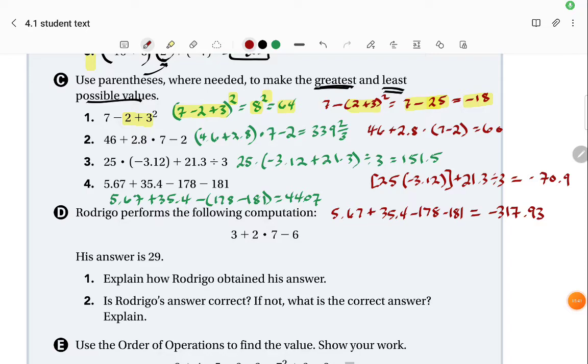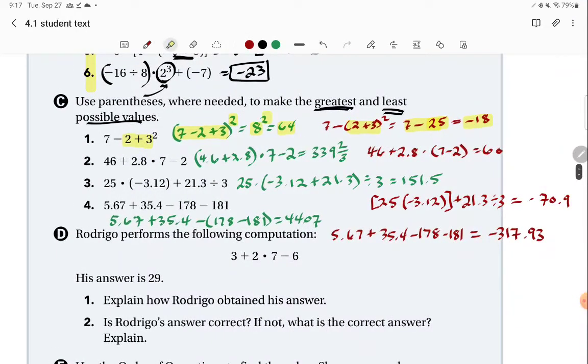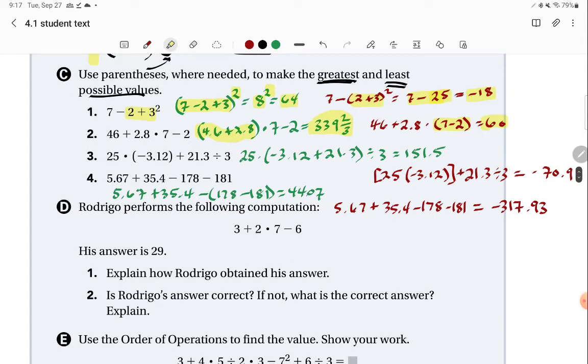So here are the rest of them. Like I said, this is optional to do any more than 2. But on number 2, if you group the 4.6 and the 2.8 together, that will give you the largest possible, 339 and 2/3. And then if you group the 7 minus 2 together, that'll give you the smallest possible, which is just 60. On number 3, if we group the negative 3.12 plus 21.3 together, that gives us the largest, which is 151.3.